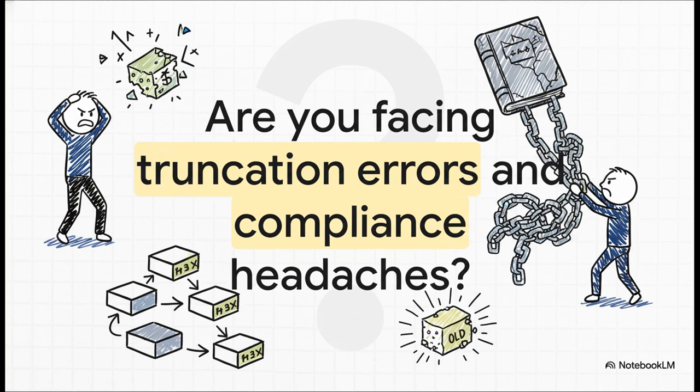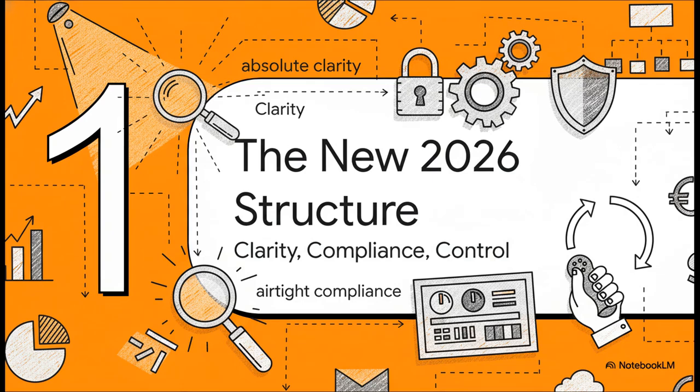Are you constantly fighting with your current chart of accounts? I mean, are you seeing those dreaded, chopped-off descriptions, wrestling with compliance issues, and just getting headaches from those old, flat accounting structures? If you're nodding along, well, you are definitely in the right place. Because today, we're going to unpack the new 2026 structure. It's really all about three things: giving you absolute clarity in your reports, making sure you have airtight compliance with standards like US GAAP, and putting you back in total control of your financial data.